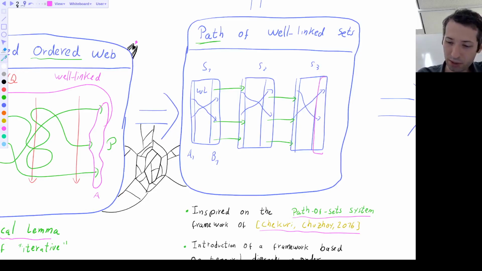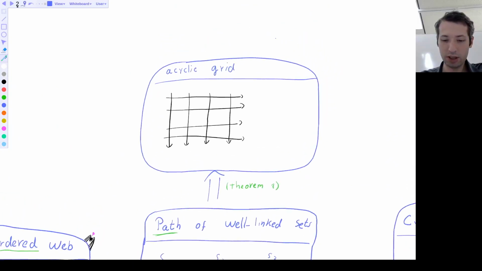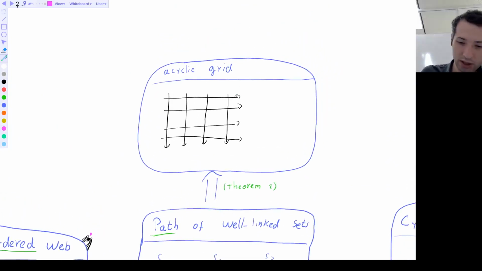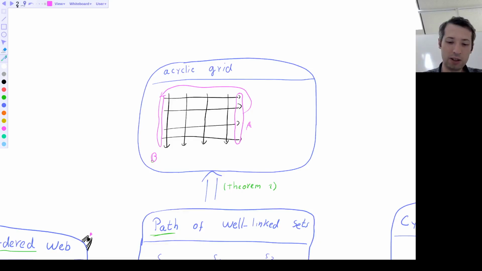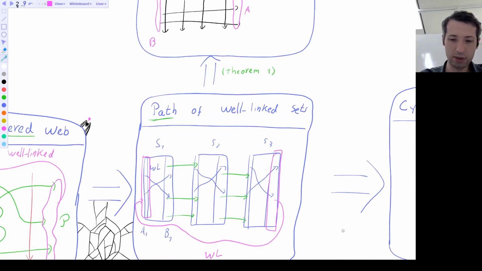And just like before, we have the property that the end of the path of well-linked sets is well-linked back to the beginning. And so already from this path of well-linked sets, we can obtain our first result, which is that we can construct from this a cyclic grid where the end is well linked to the beginning. Then by applying this result from Reed and others, we can get a better bound for Younger's conjecture from this step. So towards getting the cylindrical grid, we need to get to the cyclic grid.